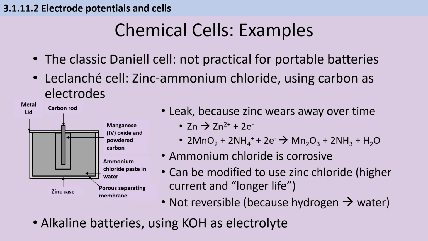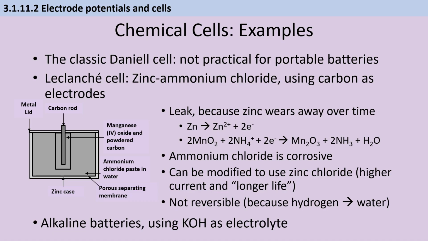Over time, at the cathode, the second half equation takes place, which initially forms hydrogen gas, but this is quickly oxidized further by the manganese dioxide to become water, and this is why the cell isn't rechargeable. Sometimes you see the cell be slightly modified, so instead of using ammonium chloride, it uses zinc chloride, which generates a higher current and is also a longer life cell.